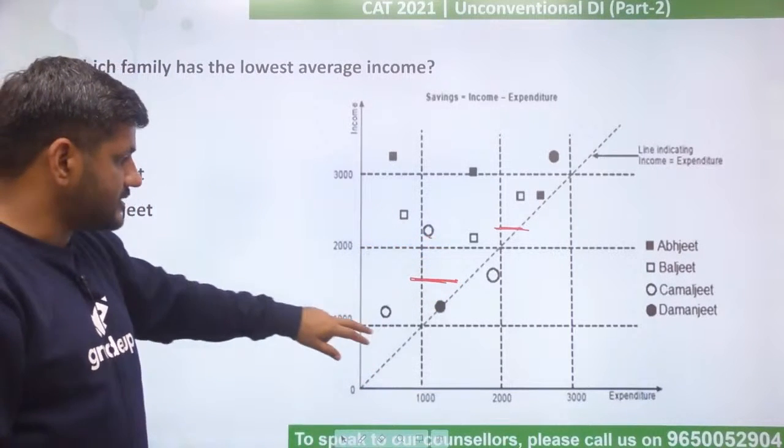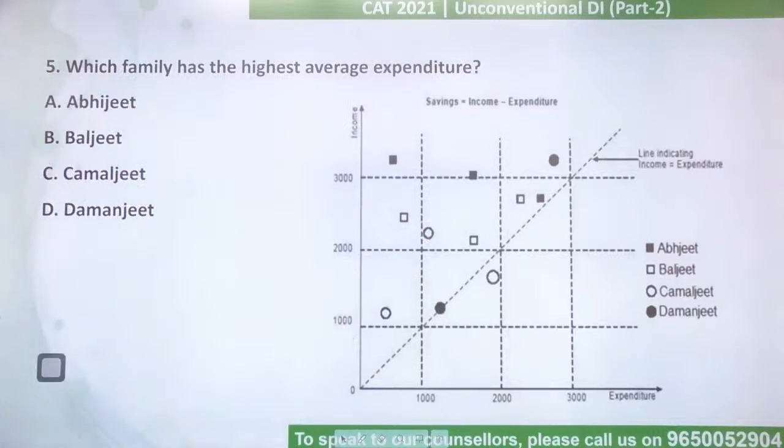Let's see who answers fastest now. Here is the next question for you. Which family has the highest average expenditure? I'll still look for the first right answer. Who gives the first right answer? The first right answer would be given by whom? The highest average expenditure.